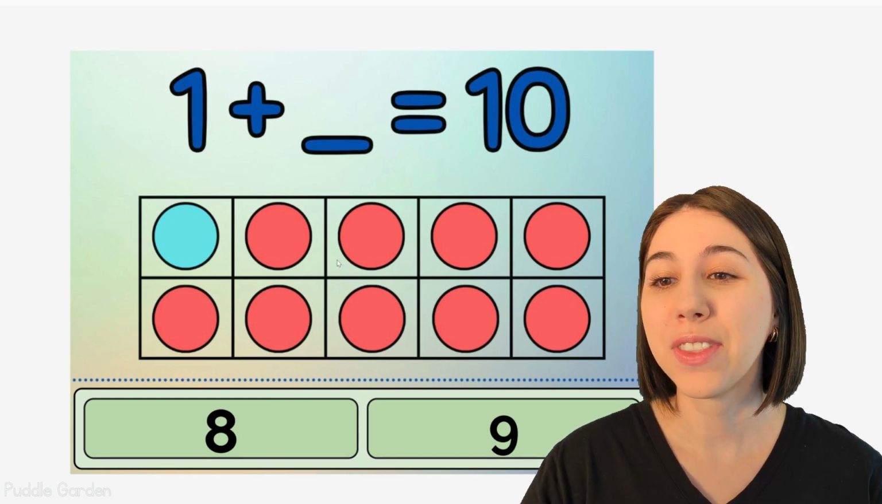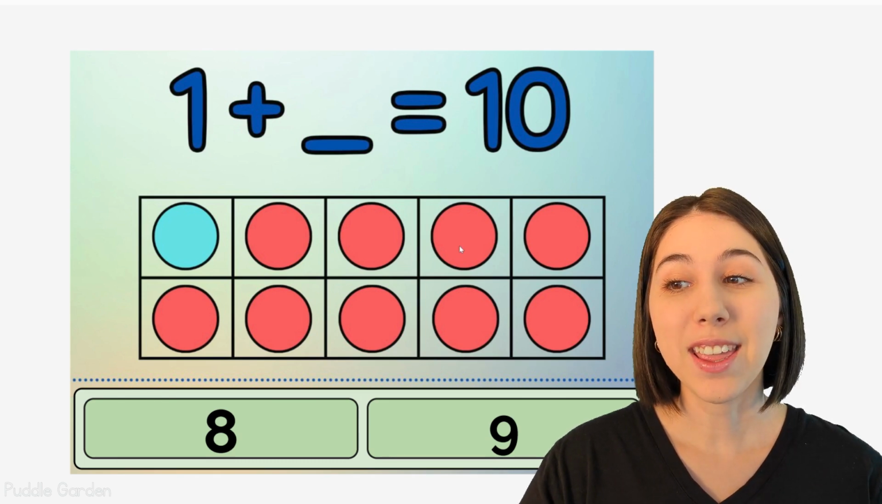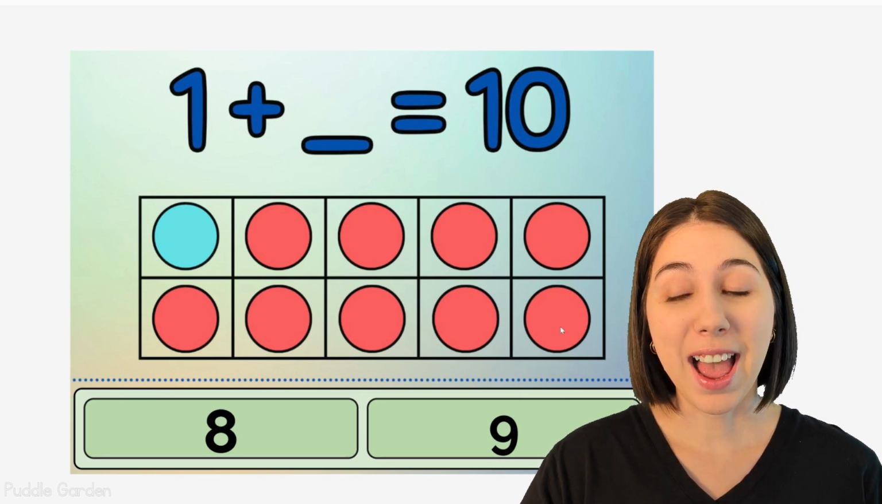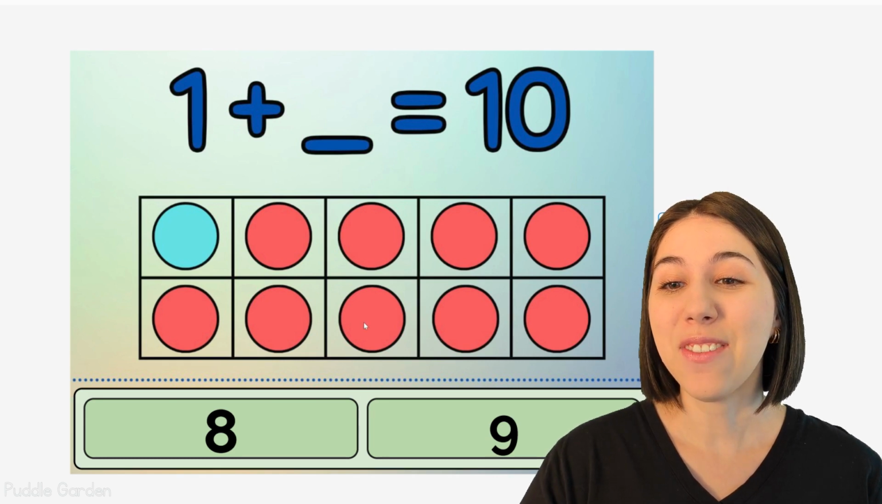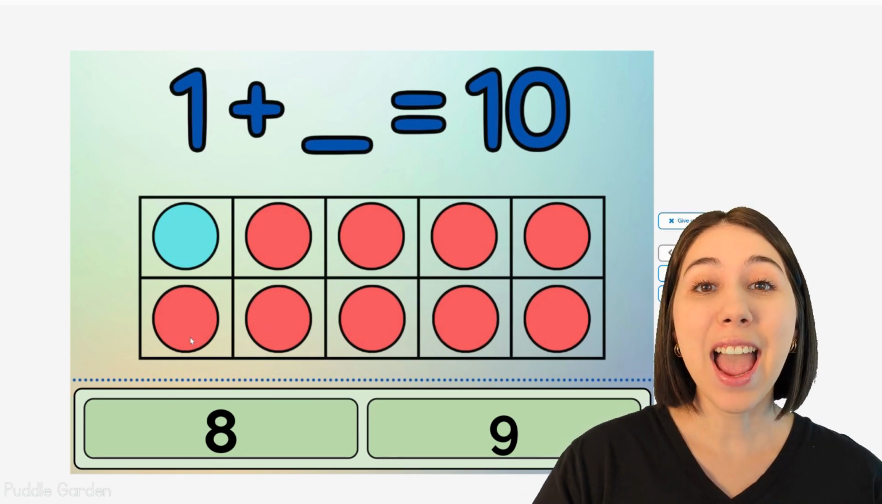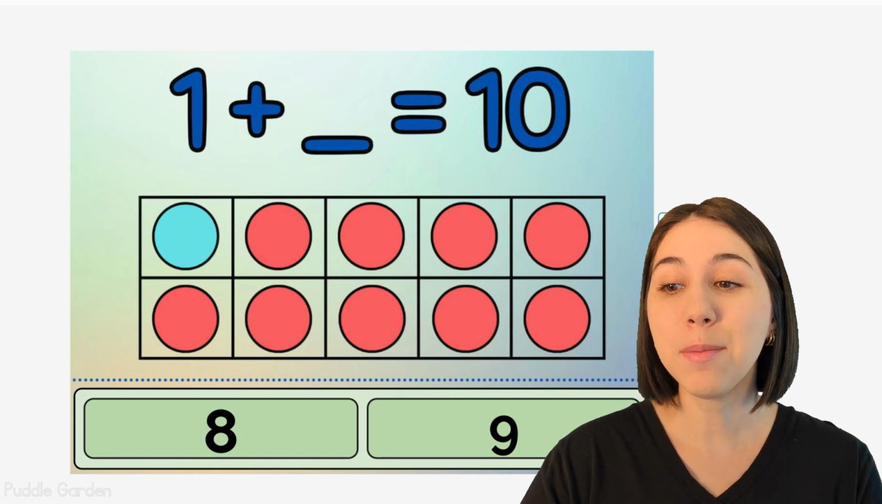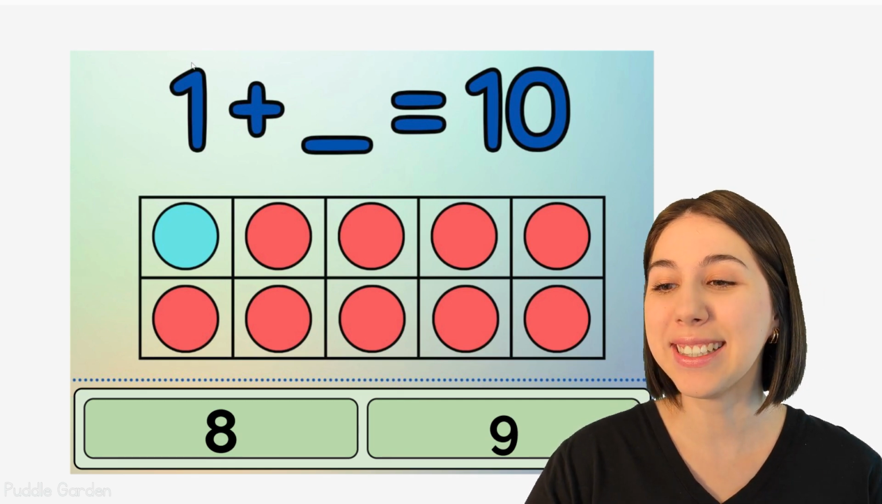We have 1, 2, 3, 4, 5, 6, 7, 8, and 9. We have 9. So 1 plus 9 equals 10. Let's check it.